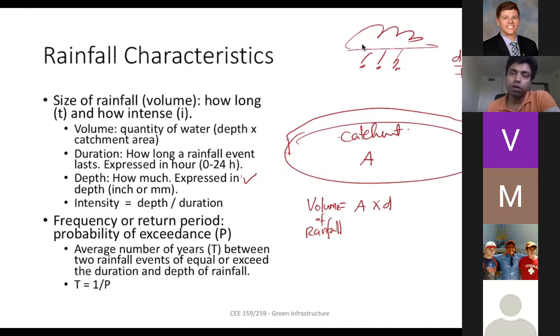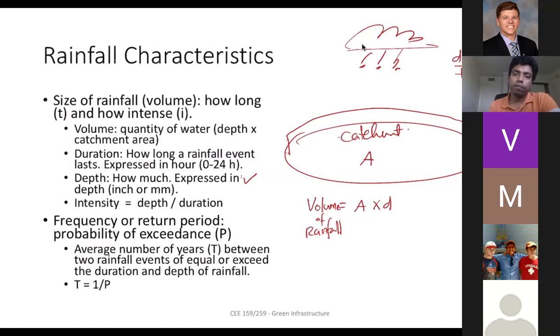But what about when you try to compare rainfall events at different times of the year? Then we talk about rainfall frequency, meaning how often it rains in that location, and how often a certain type of rainfall happens in that location. That we call the return period, or the probability of a rainfall occurring in that location with a certain intensity.